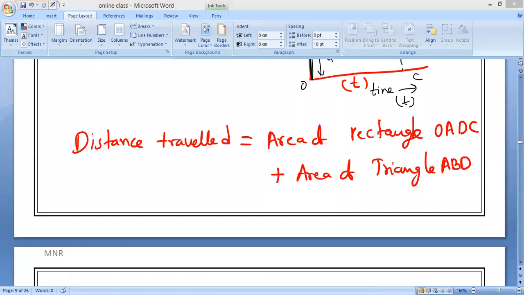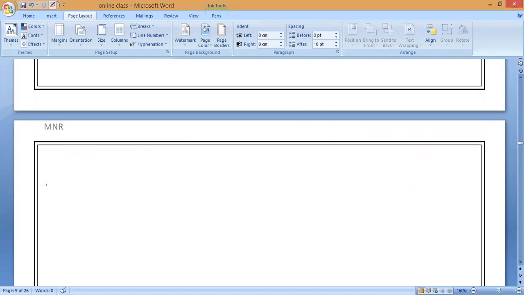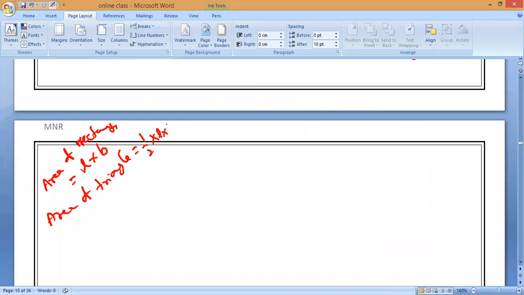Now, you tell me, guys, you all know from mathematics, the area of a rectangle formula. Length into breadth. Next, area of a triangle formula. Half into length into breadth? Is it yes or no? Base and height, sir. Area of a triangle is half into base into height, half BH. Is it okay, everyone?